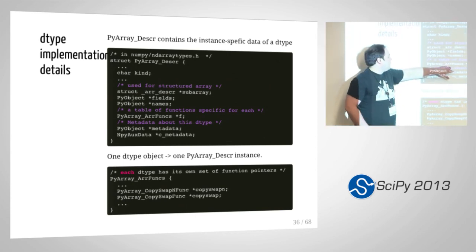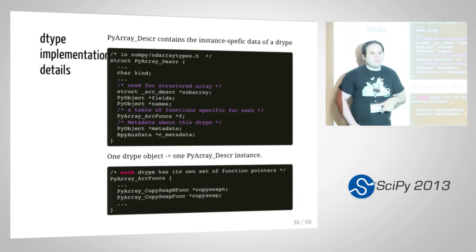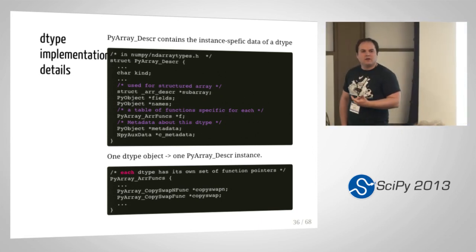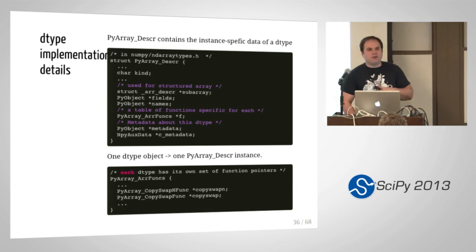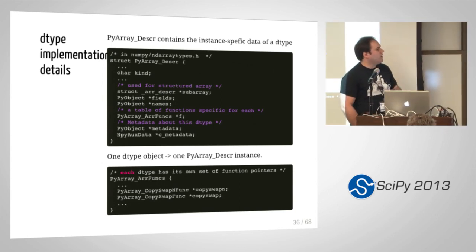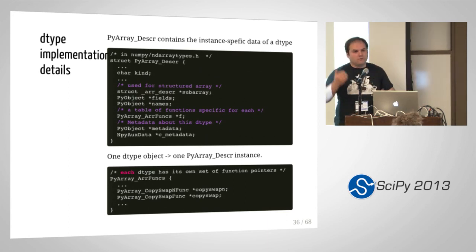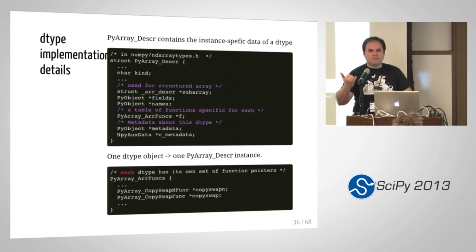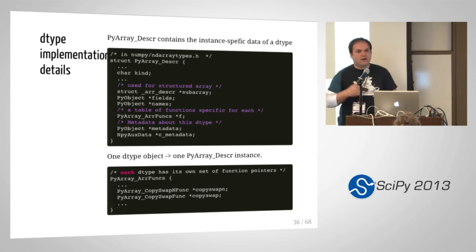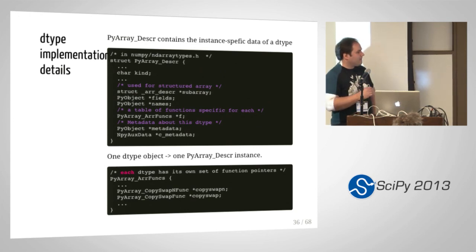The meat of a dtype is really the PyArray_ArrFuncs pointer. This is actually an array of function pointers, and pretty much all the dtype implementation is happening through these function pointers. You have a dtype for integer and a dtype for float, and they will have a completely different array of function pointers, which point to different functions specific to the types. One example: I have one item, how do you swap it to change the endianness? Well, it depends on the type. So you will have different functions depending on which dtype you want.